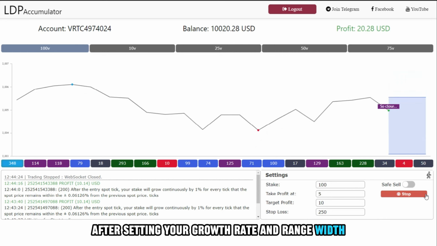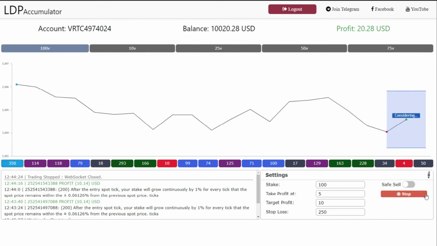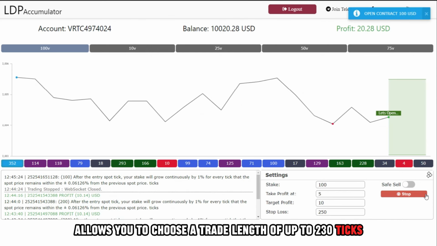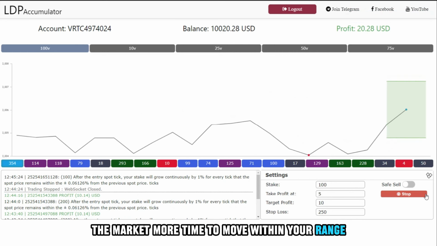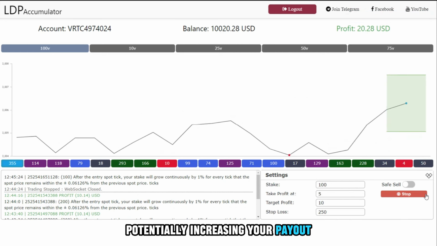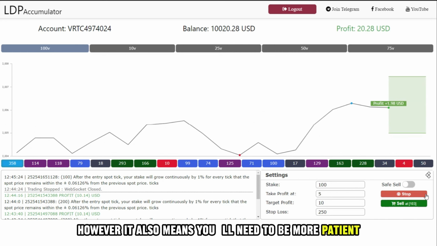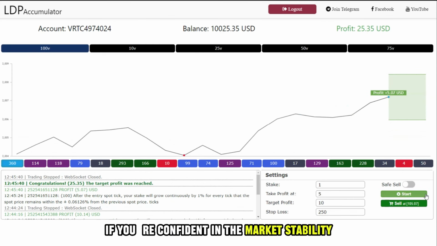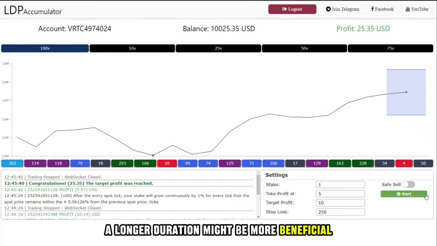After setting your growth rate and range width, the next decision is the trade duration. The LDP accumulator allows you to choose a trade length of up to 230 ticks. Longer durations give the market more time to move within your range, potentially increasing your payout. However, it also means you'll need to be more patient and prepared for the trade to play out over a longer period. If you're confident in the market's stability, a longer duration might be more beneficial.